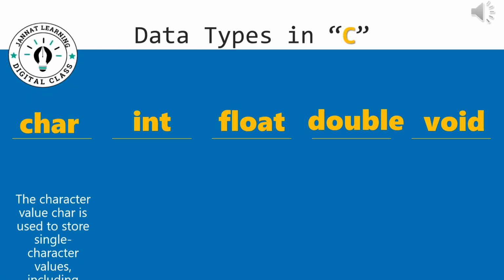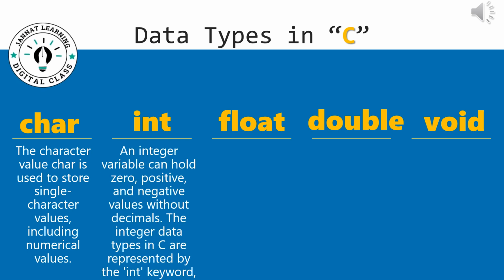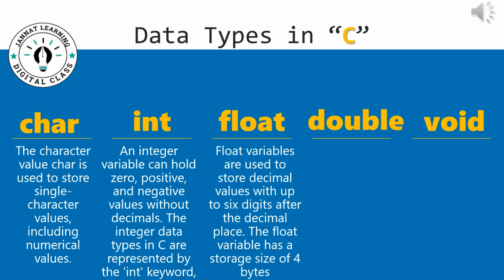The character value char stores single character values, including numerical ones. You can say alphanumeric. An integer variable can hold 0, positive, and negative values without decimals. The int keyword represents the integer data type in C. Float variables store decimal values with up to 6 digits after the decimal place. The float variable has a storage size of 4 bytes.